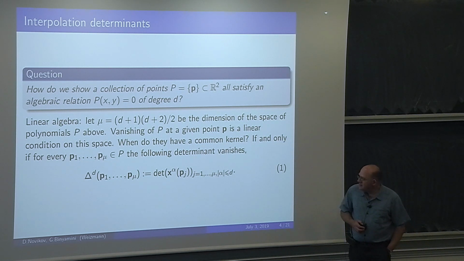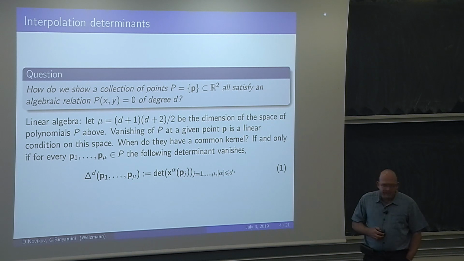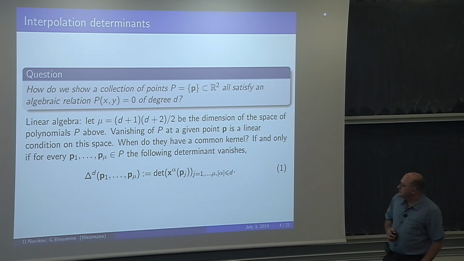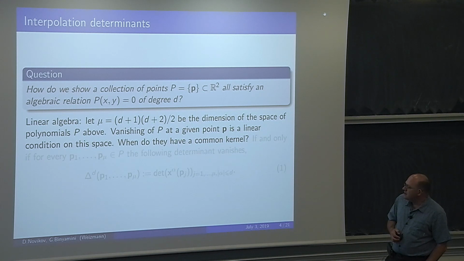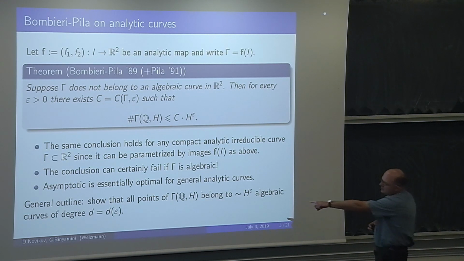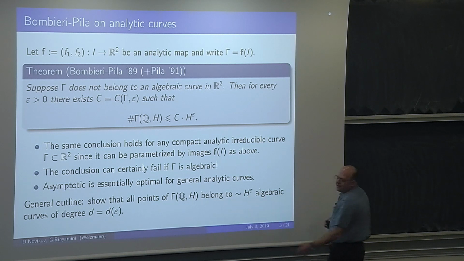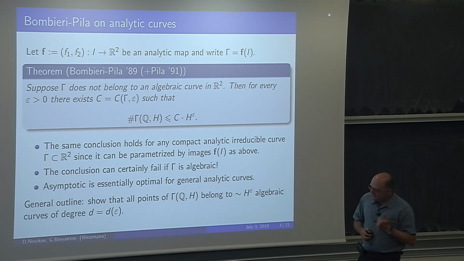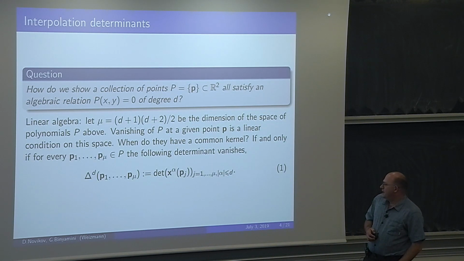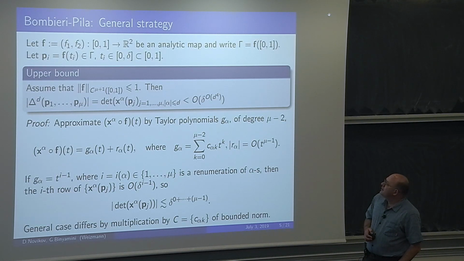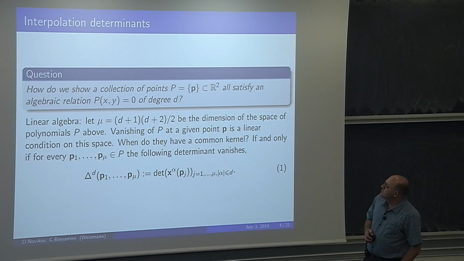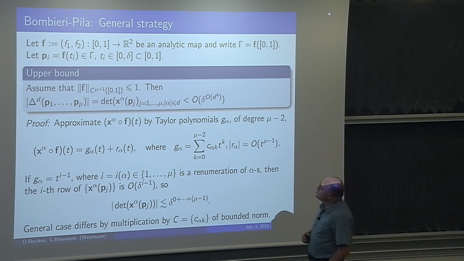And this is the main player of the business. So our goal, again, is to take several points here and show that the determinant vanishes. Okay. So what do we do?